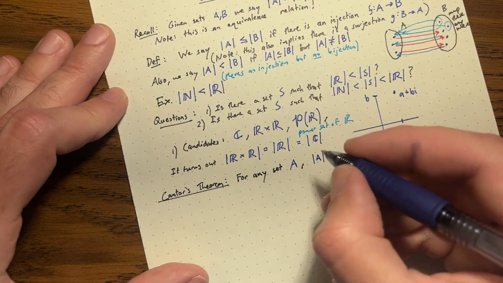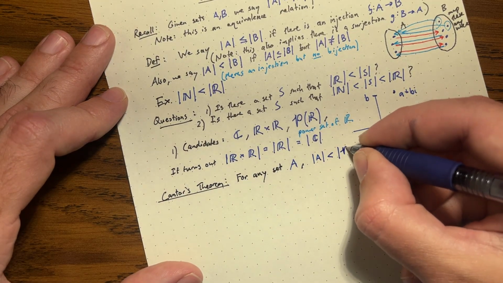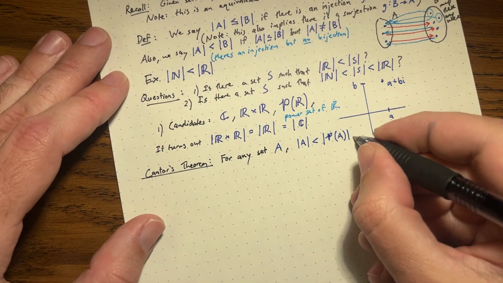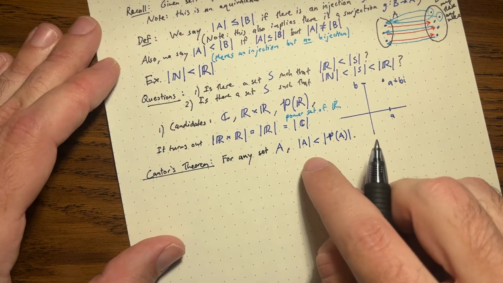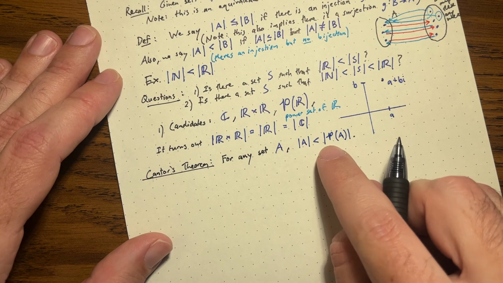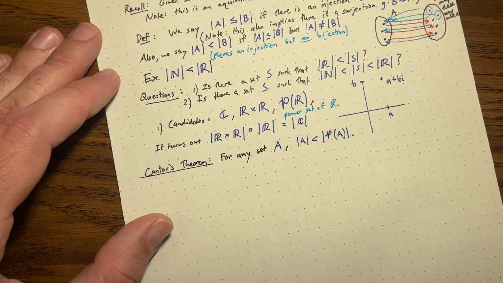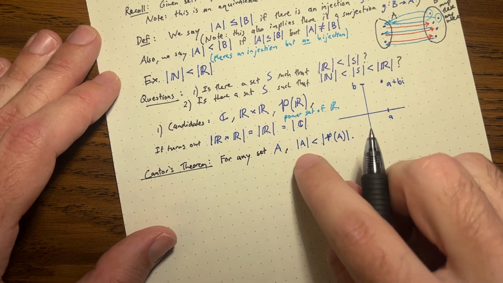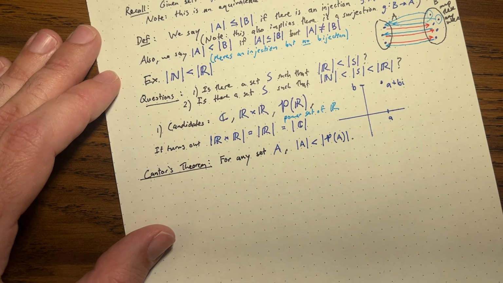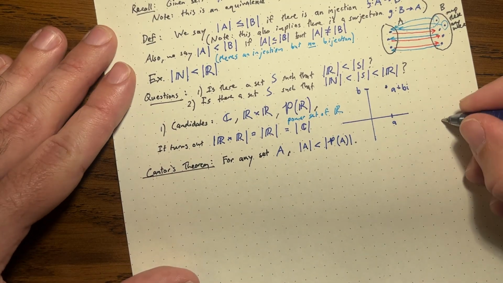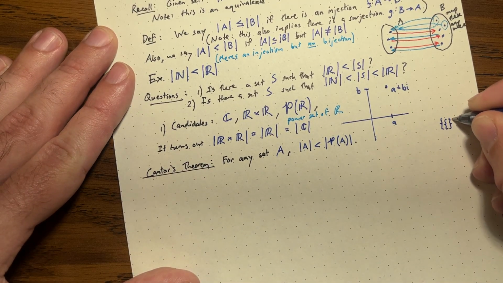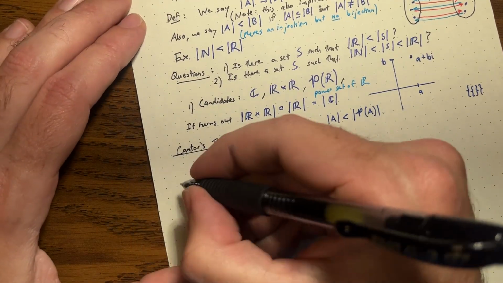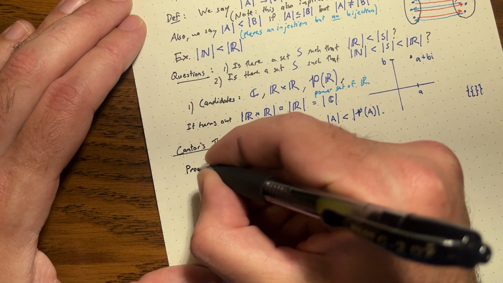So, strict inequality. There's an injection from A to its power set, but there's no bijection. You can never find a bijection, no matter what A is. I suppose this even works for the empty set, right? Because the empty set has cardinality 0, but the power set of the empty set has cardinality 1, because the power set of the empty set has one element in it, which is the empty set. Okay, let's prove Cantor's theorem. So, proof.